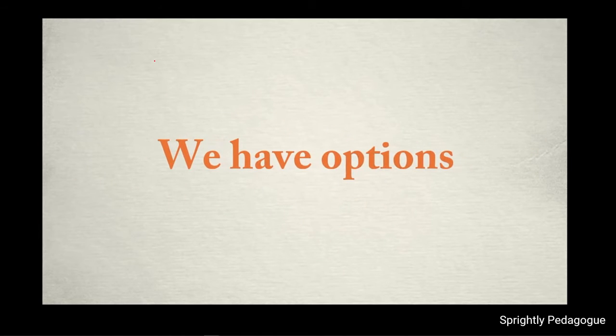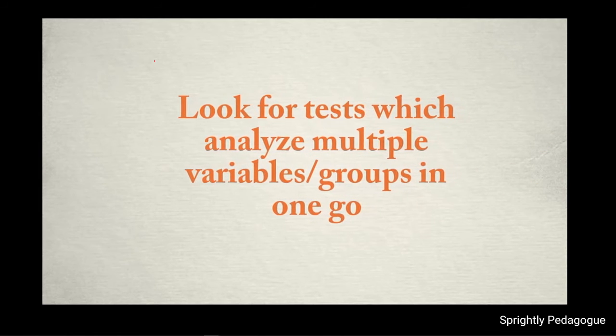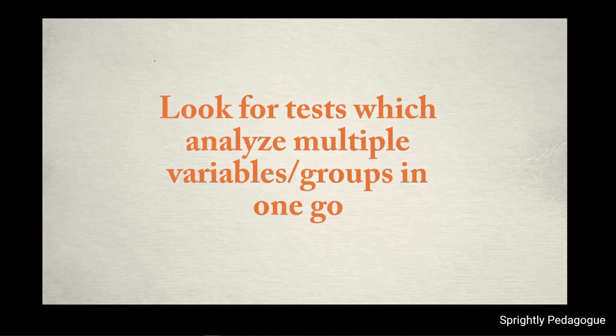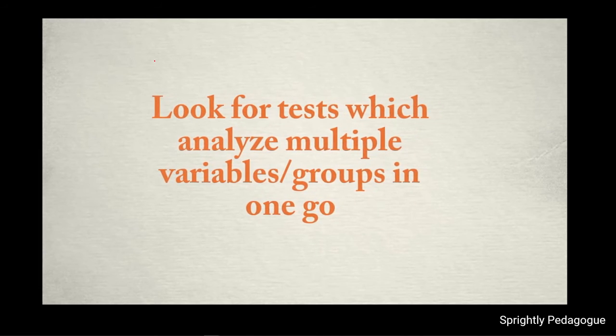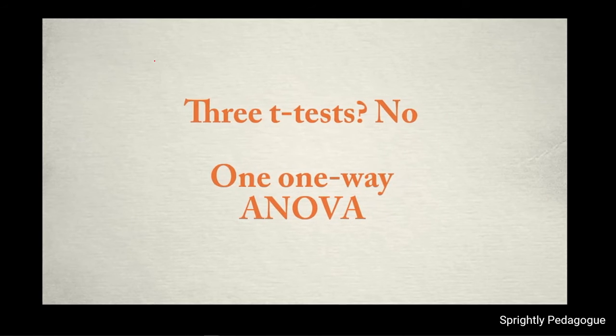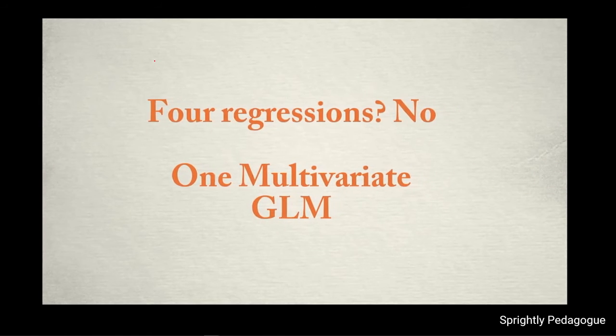We have options for avoiding the multiple comparisons problem. If the original analysis you were intending to use was a fairly simple one, you may be able to find analyses which consider multiple variables or groups all in one go. For instance, instead of doing 3 t-tests, you might complete one one-way ANOVA. Instead of running 4 regressions, you might just do one multivariate GLM.